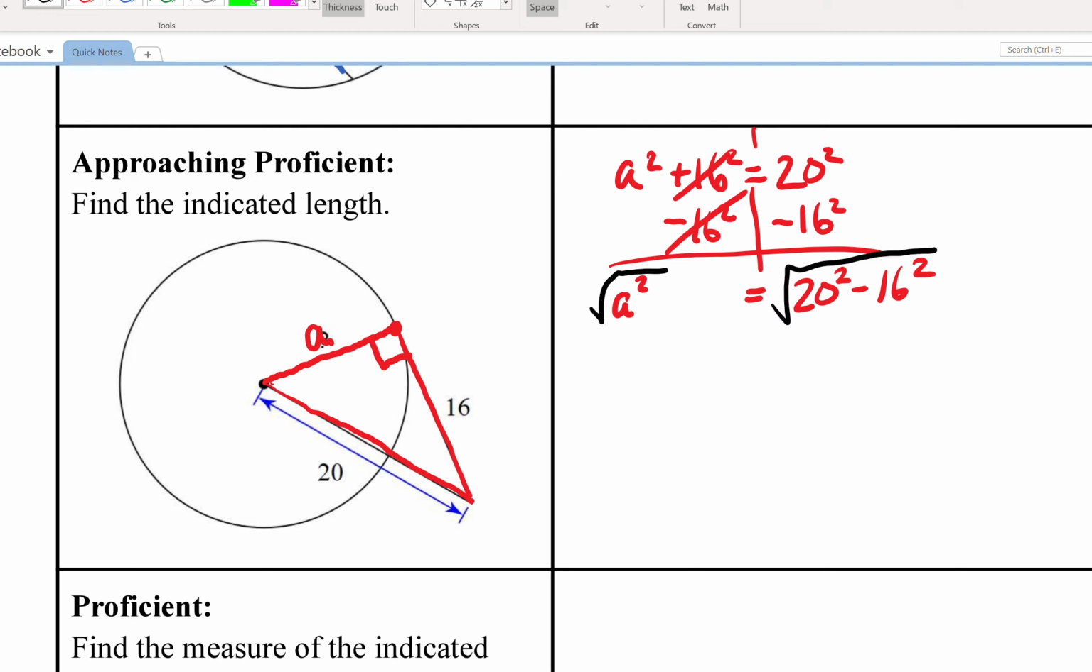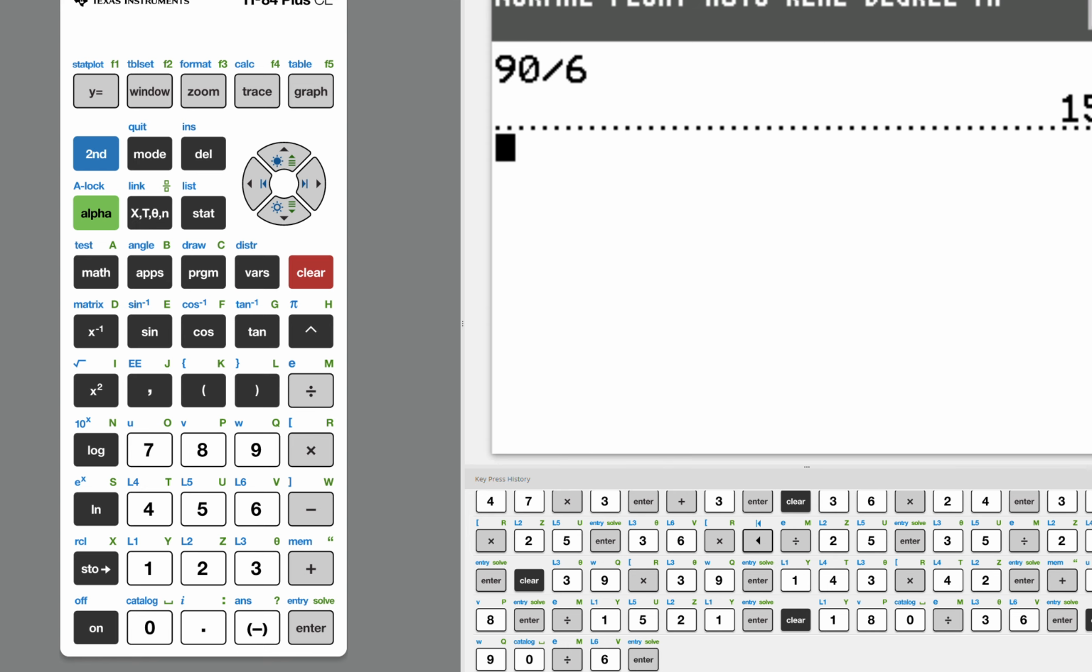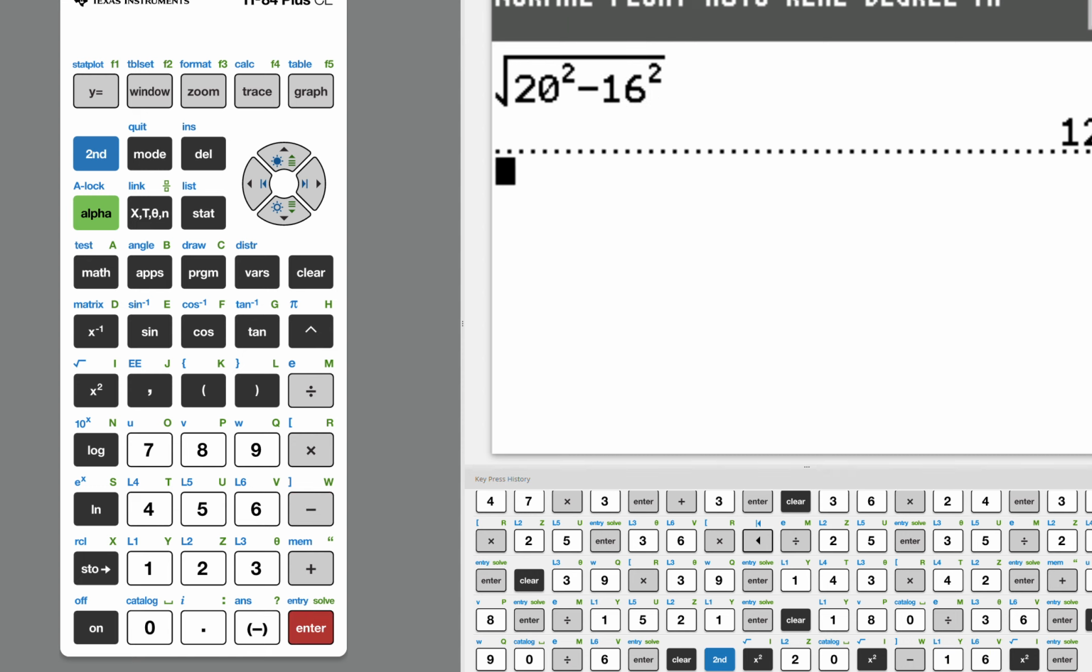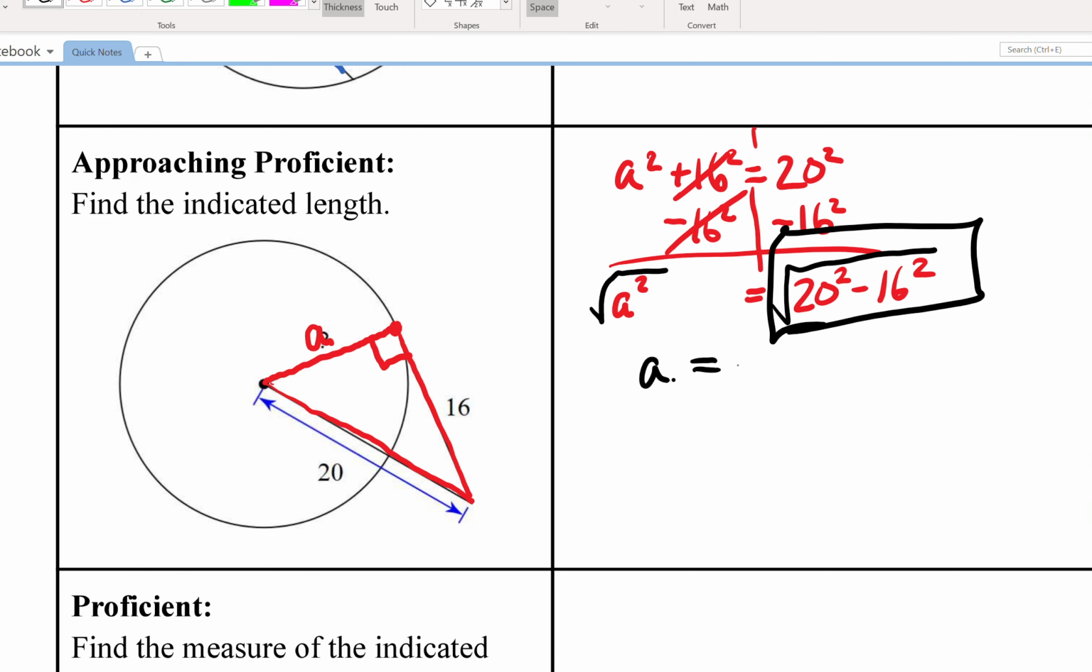And you can do this by hand, or at this point I can also say, the opposite of squaring is taking the square root. So if I take the square root of both sides, A then is equal to this. And that I can just plug into my calculator. So if I take the square root of 20 squared minus 16 squared, all inside the radical, enter, 12. So here A equals 12.